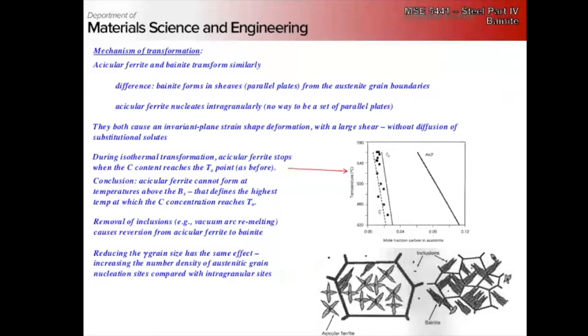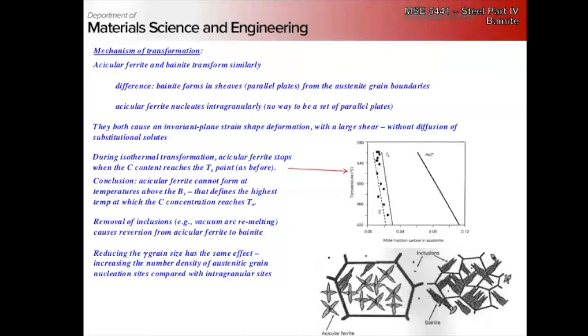Remember, bainite forms with a Kurdjumov-Sachs-like orientation relationship, right? And we see the same thing, right? We see growth, right? We're limited by the T0 carbon concentration, right? And so we're nucleating heterogeneously, sort of at inclusions.